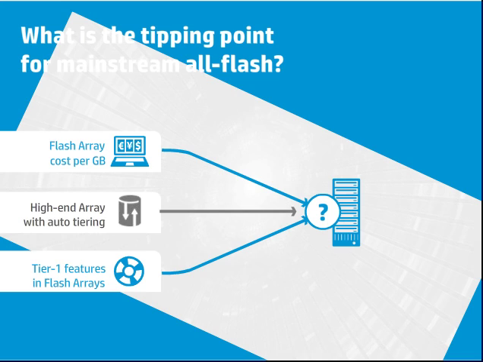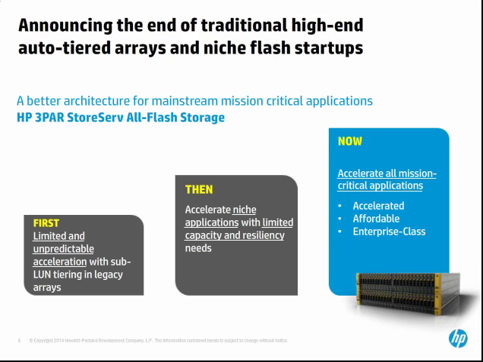And we've been wondering, is it going to be the cost per gigabyte of flash storage? Are we going to have high-end arrays with auto-tiering become the dominant platform in the industry? This is where we tier the storage between flash, high-performance spinning and slow-performance spinning. Or is it going to be when Tier 1 features finally come to the new startup flash arrays which don't have these features today? So we've been wondering, what really will create the tipping point for mainstream enterprise all-flash?